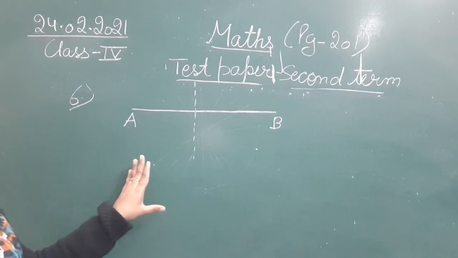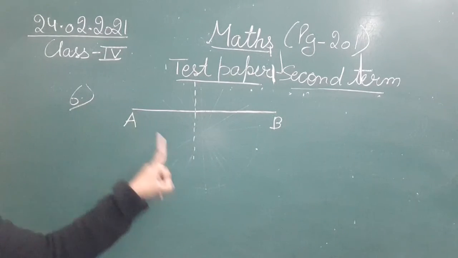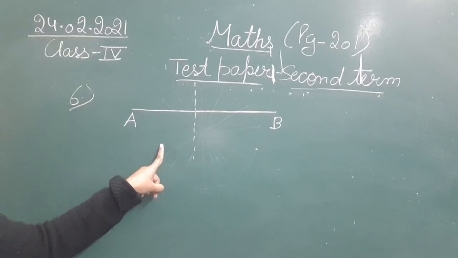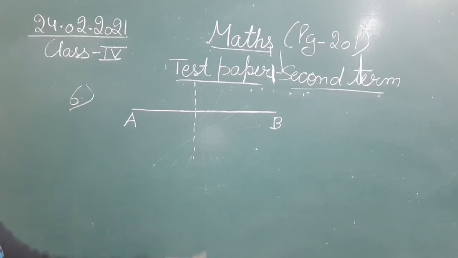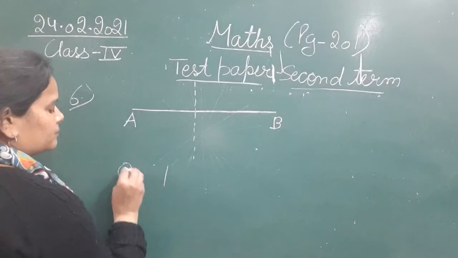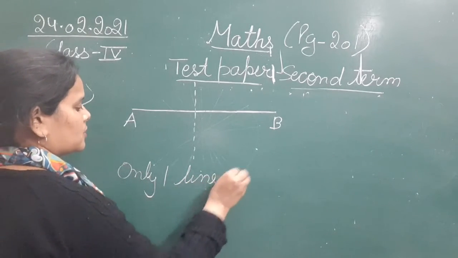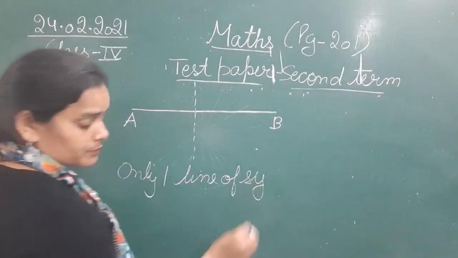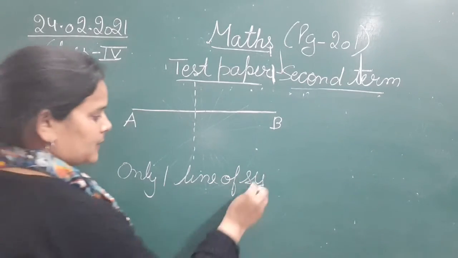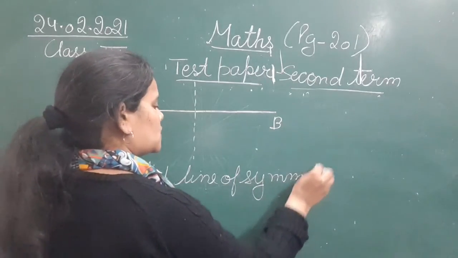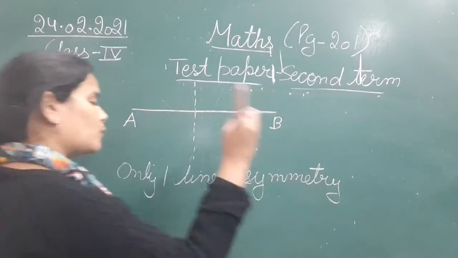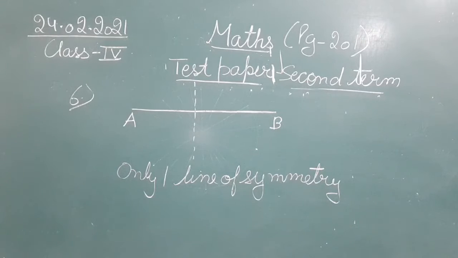तो देखिए we can draw only one line of symmetry in a line segment. हम एक line of symmetry draw कर सकते हैं एक line segment में. So the answer is 1. Okay, we can draw only one line of symmetry. So that means we can draw only one line of symmetry in a line segment. Clear?